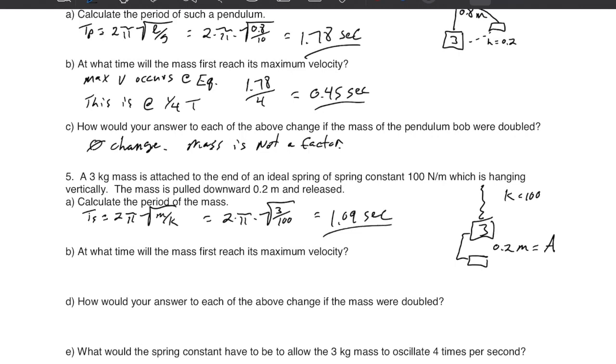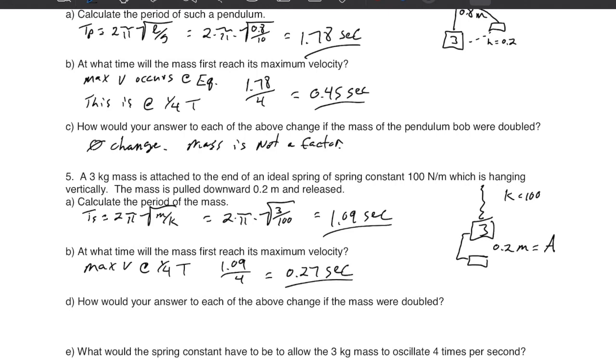At what time will the mass first reach its maximum velocity? Again, it's at amplitude. It will reach equilibrium, highest velocity, at 1/4 of a period. It's at the bottom amplitude, 1/4 of a period to equilibrium, 1/4 of a period to top amplitude, 1/4 back to equilibrium, 1/4 back to the bottom amplitude. So we're just going to take that 1.04 divided by 4, and we get 0.27 seconds.